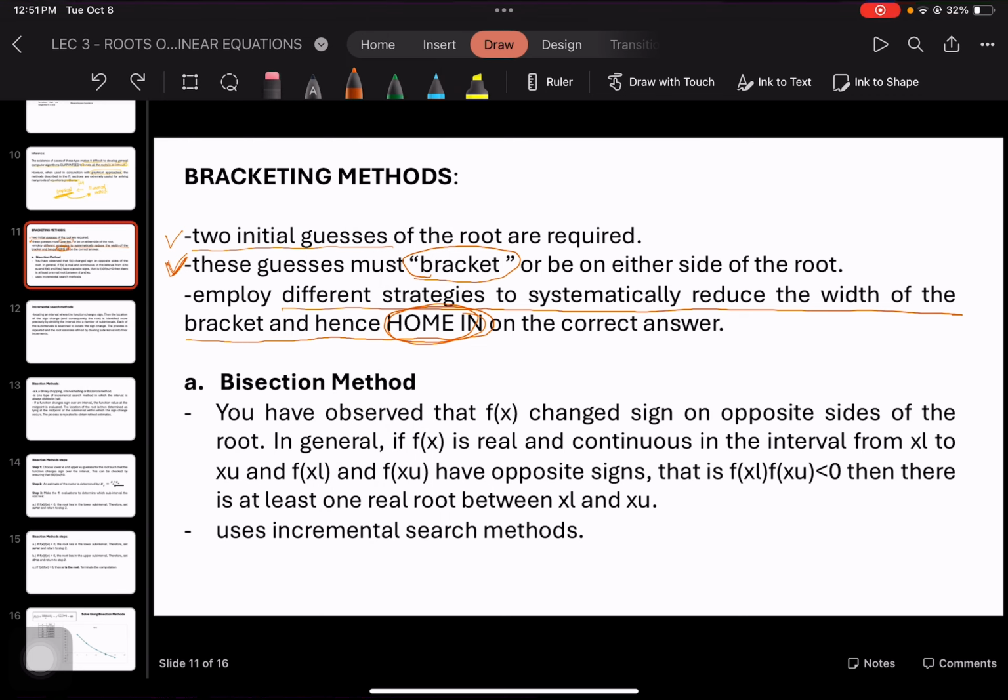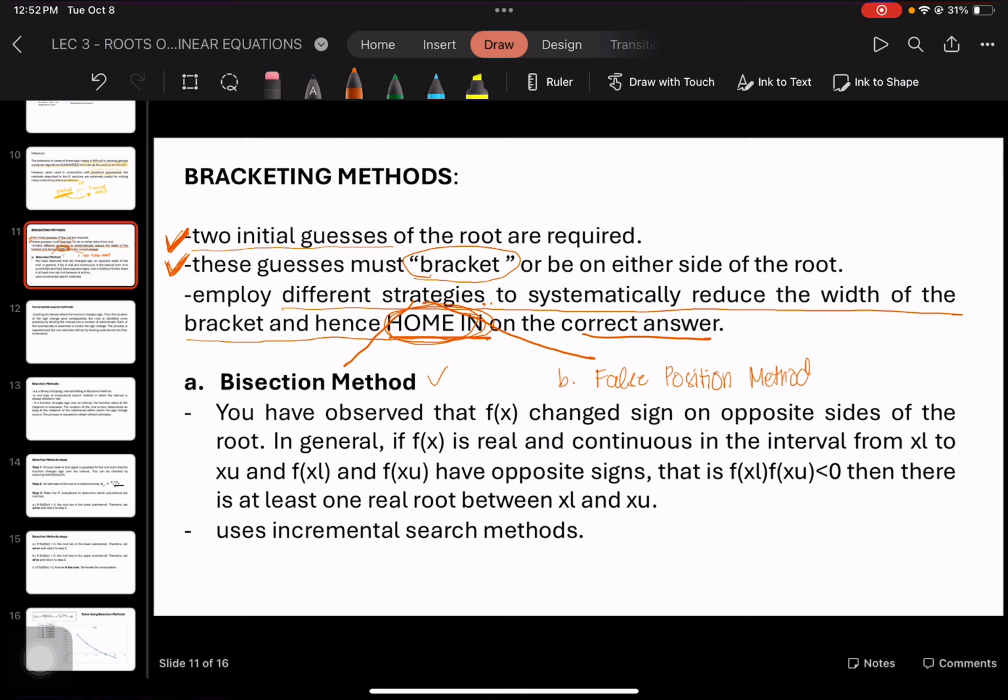Sa bracketing method kasi, dalawa yung itatalakay natin: bisection, pangalawa yung false position method. So, itong dalawa, they make use of these first two steps, no? 1 and then 2. Then, magdi-differ sila dito sa strategy, paano pumunta sa correct answer. Okay? So, dito lang sila mag-differ sa strategy. So, ano ba yung strategy na ginagamit ni bisection method?